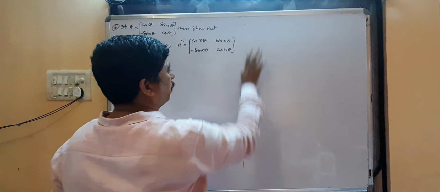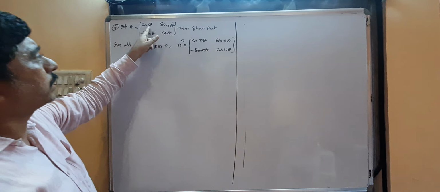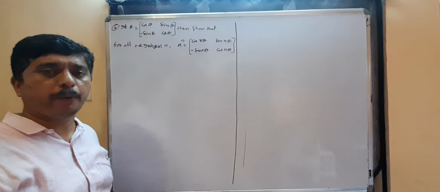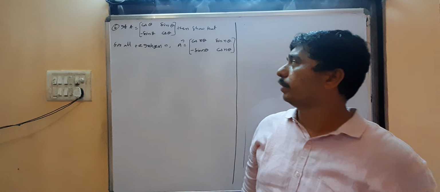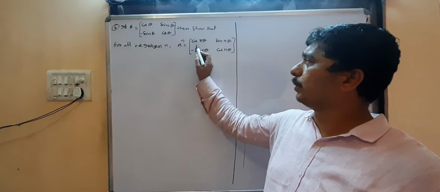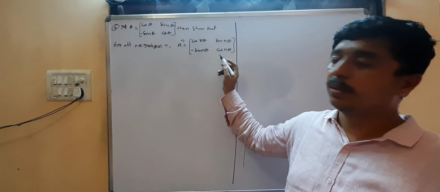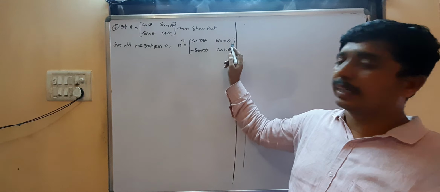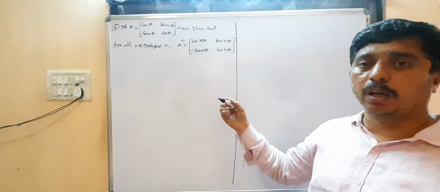In the intermediate, this is the most important. A is given as cos theta, sin theta, minus sin theta, cos theta. You have to prove that A power n value is cos n theta, sin n theta, minus sin n theta, cos n theta. Suppose you want to find A square, we get cos 2 theta, sin 2 theta, minus sin 2 theta, cos 2 theta. If you want A cube, cos 3 theta, sin 3 theta, minus sin 3 theta, cos 3 theta. You are using it as a formula in the objective.